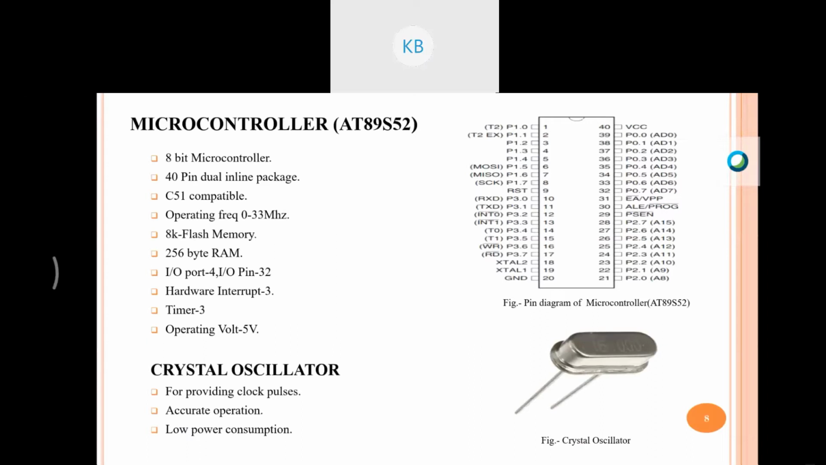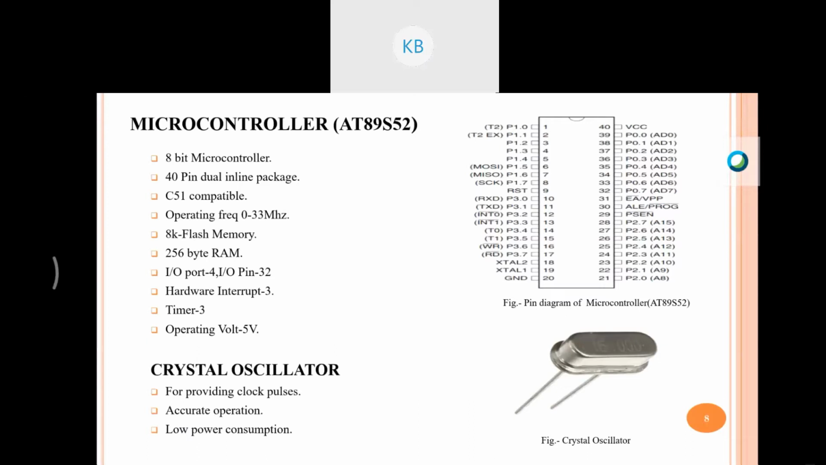It operates at a frequency of 0 to 33 megahertz. 8K flash memory is present, and 256 bytes of RAM. It has 4 ports and 32 input-output pins, which are also known as 32 programmable pins. It has 3 hardware interrupts, 3 timers, and operates at a voltage of 5 volts.